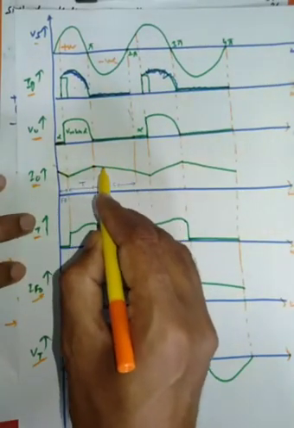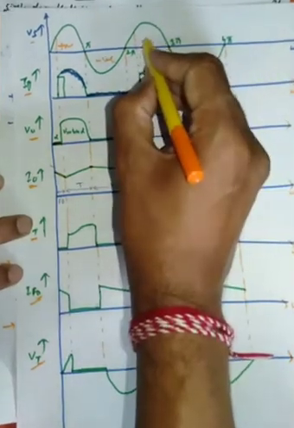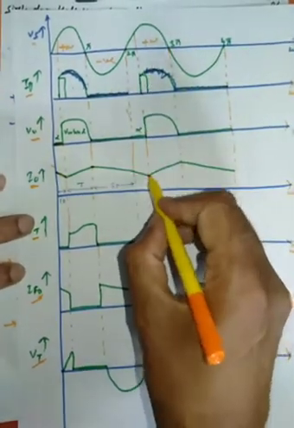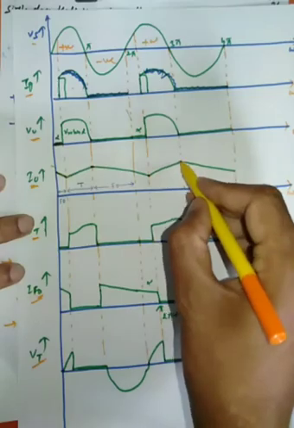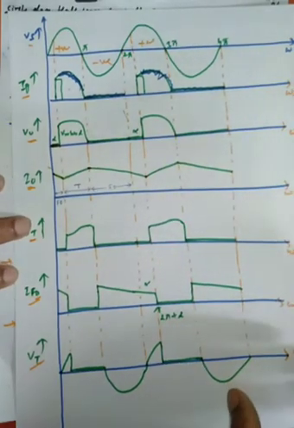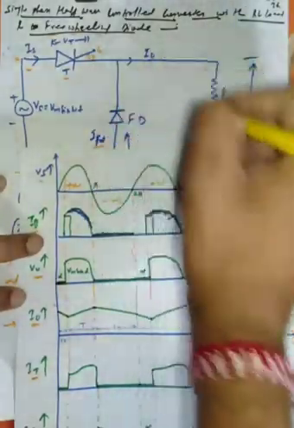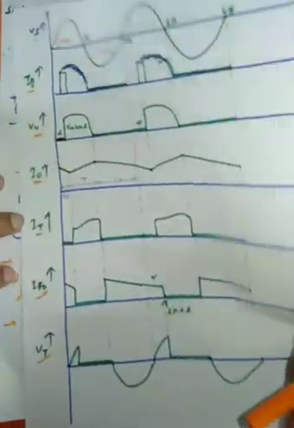So the output current keeps decreasing until the positive half cycle comes, then it increases again, and during the negative half cycle it decreases because of the inductor and the conducting freewheeling diode, and current still flows in the output circuit.